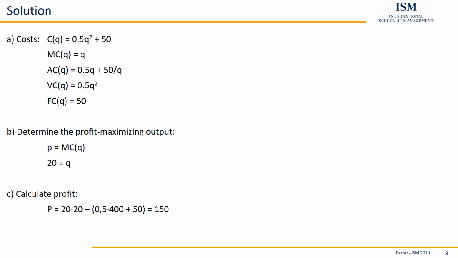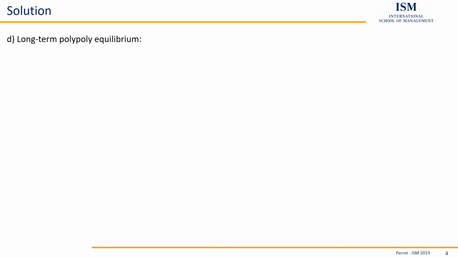That's always the case. In particular, we know that if the price now is 20, we have a positive profit. In the long run, the price will be lower. That's something we can keep in mind to check our next result. So let's continue with D, with the long-term equilibrium.